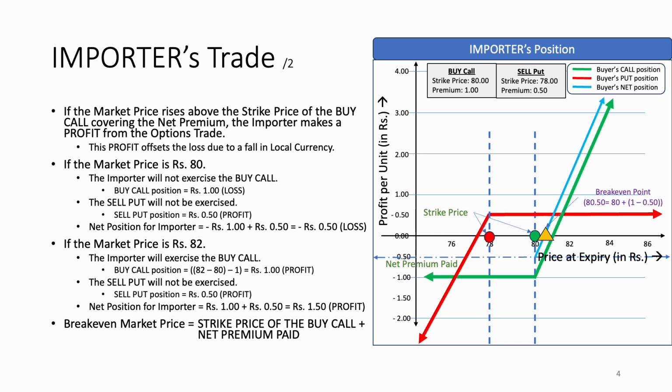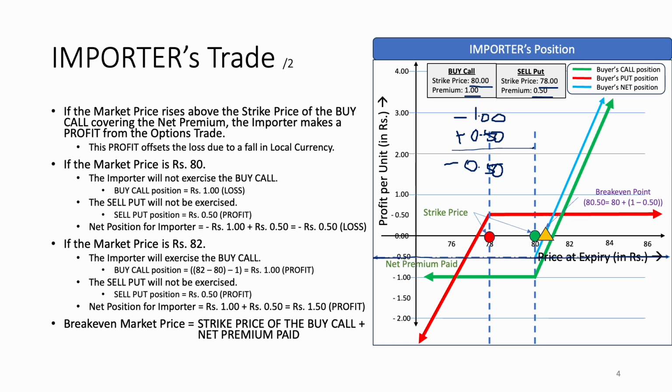Now let us discuss the payoffs of the importer. We know that the importer has bought a call at 80 rupees strike price at a premium of 1 rupee, and he has sold a put at 78 rupees strike price at a premium of 50 paise. So the net premium paid by the importer is that he pays 1 rupee for buying the call, this is his negative, and he gets from the sale a premium of 50 paise. So the net premium he is paying is 50 paise. This is the premium he will be paying all the time.